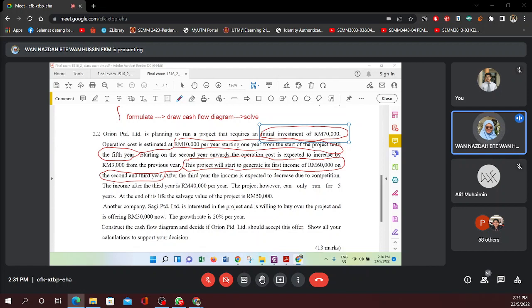Okay, please do correction for that block of 40,000, Alif Muhaimin. Alright, so can someone, let's call Go Jizzy. Go Jizzy, will you please complete the cash flow diagram for this question? Okay, I'll do it now.